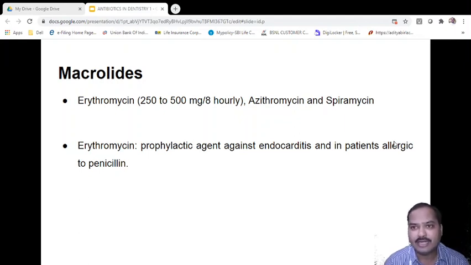Then we come to the macrolides. It is another group of drugs which is causing the bacteriostatic effect, as it interferes with the protein synthesis by inhibiting the enzyme transferase at the 50S ribosome unit. So in tetracyclines it was the 30S subunit, and here macrolides act on the 50S subunit of the ribosome. They are also effective against gram-positive and gram-negative bacteria, and depending on the concentration of the drug, it can be bacteriostatic or bactericidal. It depends on the concentration.